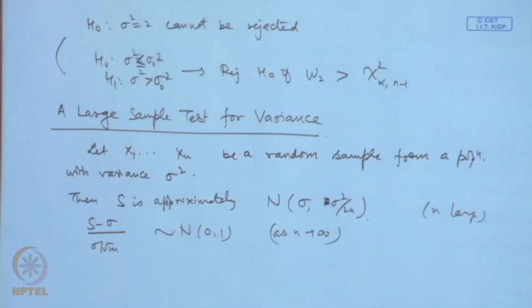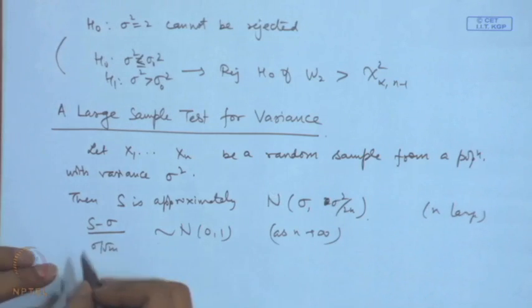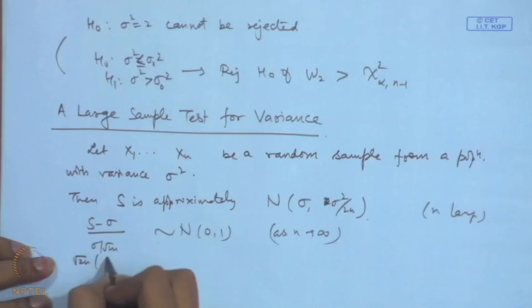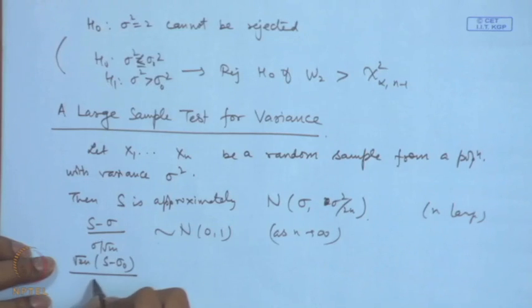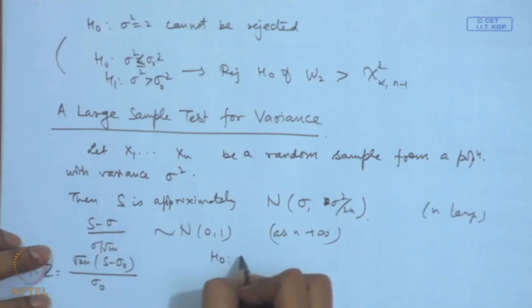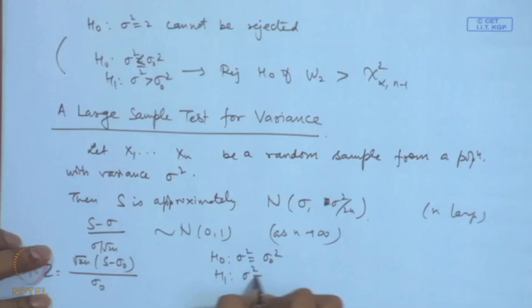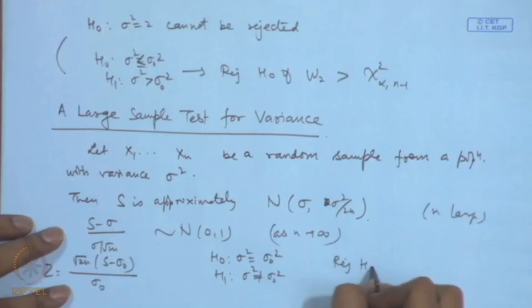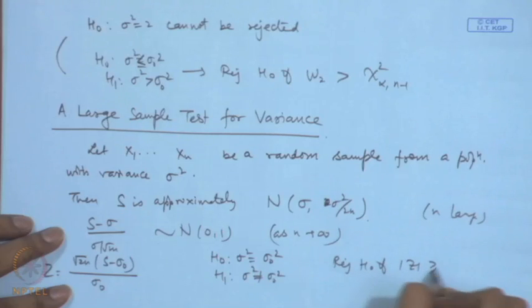So, we can consider here the test based on root 2 n (S minus sigma naught) by sigma naught, let me call it Z. Then if I consider the hypothesis as sigma square is equal to sigma naught square against sigma square not equal to sigma naught square, then we can consider reject H naught if modulus Z is greater than or equal to Z alpha by 2 here.